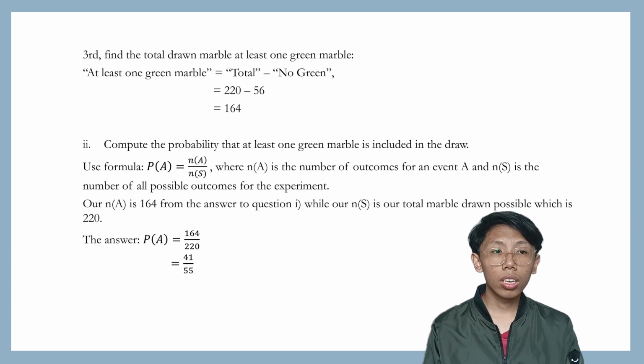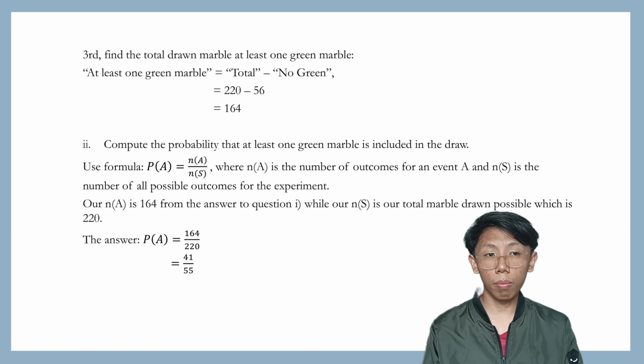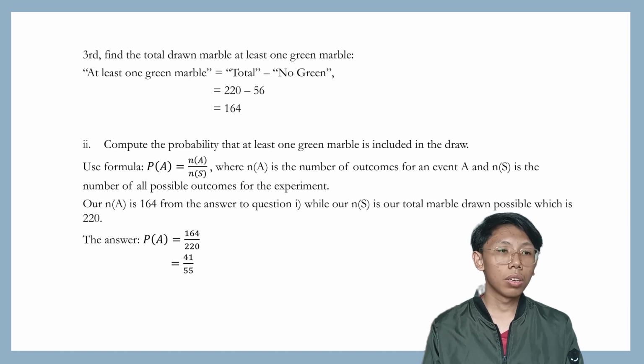Now, the second question is: compute the probability that at least 1 green marble is included in the draw. We use the formula P(A) equals n(A) divided by n(S), where n(A) is the number of outcomes for an event A and n(S) is the number of all possible outcomes for the experiment. Since we have the answer from the previous question, n(A) is 164, while our n(S) is the total marbles drawn, which is 220.